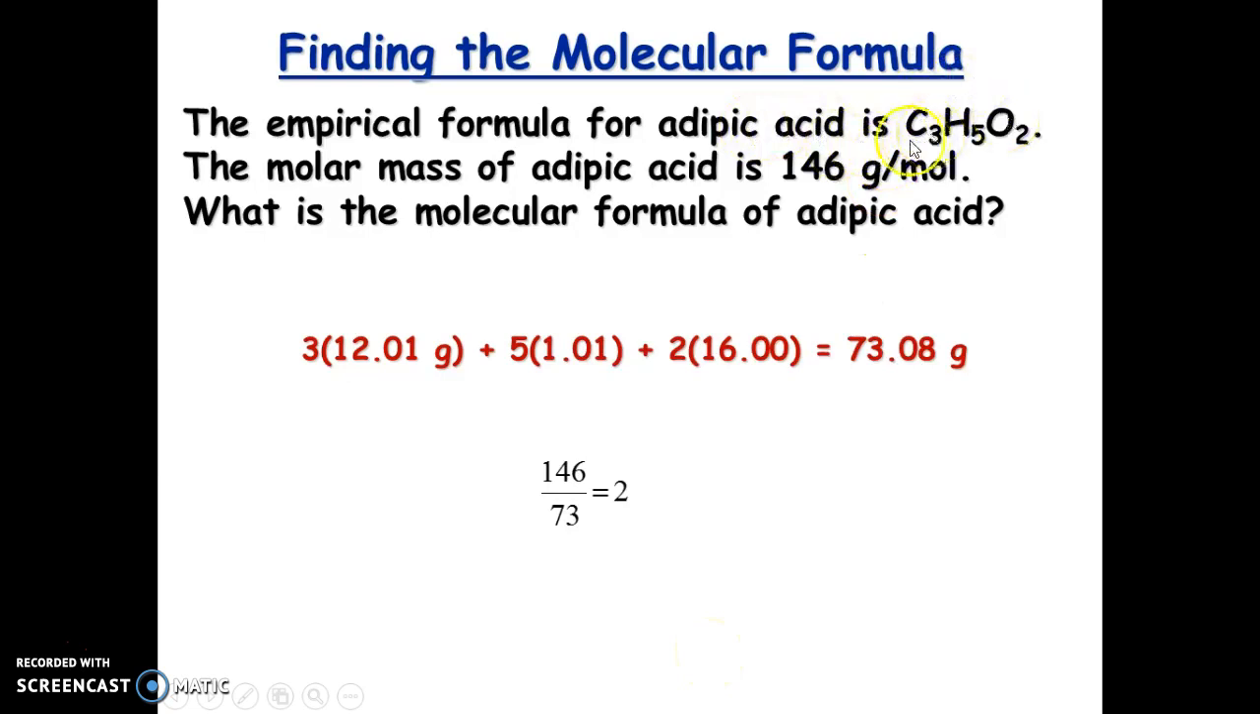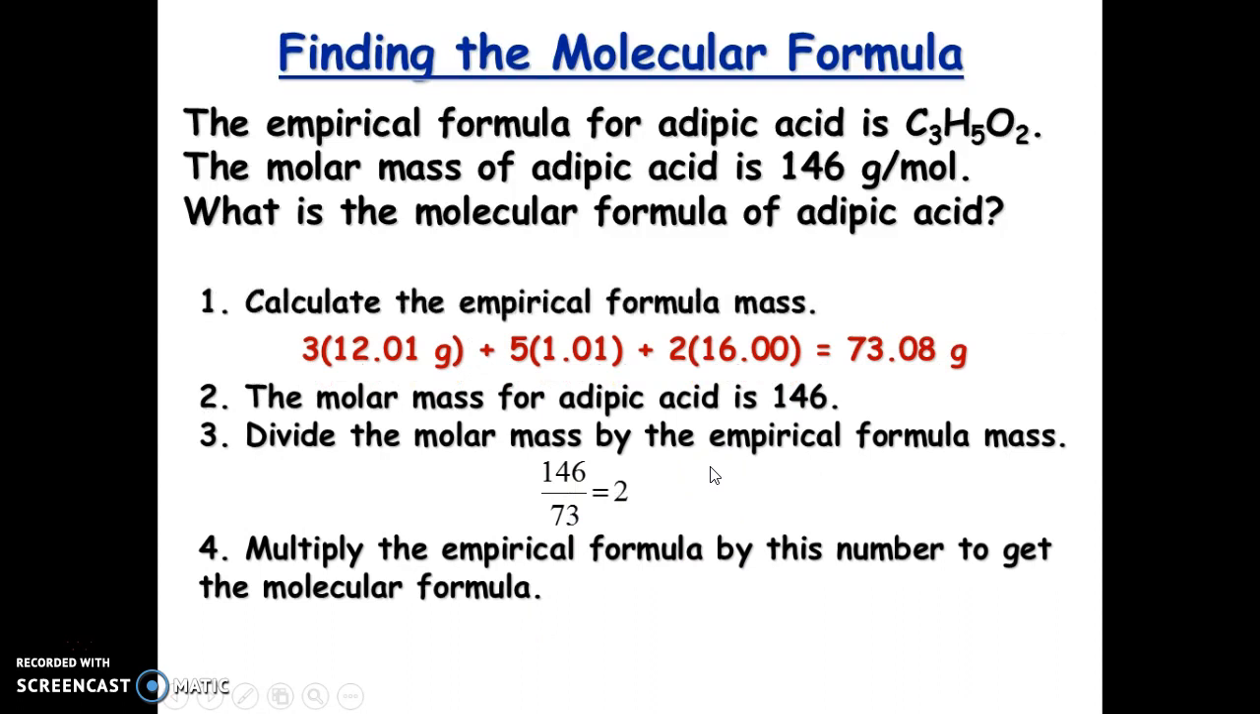All right, so we're going back to the adipic acid example. We saw that the molar mass was 146 grams. So when we looked at our formula, C3 times 12, H times 5, and 2 times 16 for the oxygen, we get a mass of 73.08. Well, 146 divided by 73 is 2. Oh, okay, that was bad. So we calculated the empirical formula. We know the molar mass is 146. We're going to divide the two together. We get an empirical formula for the substance that we have to multiply by 2. And so we get C6H10O4.